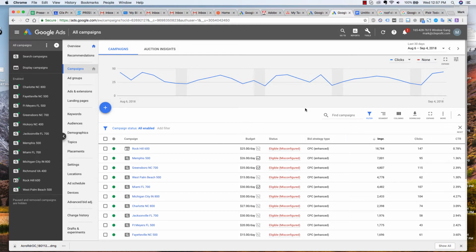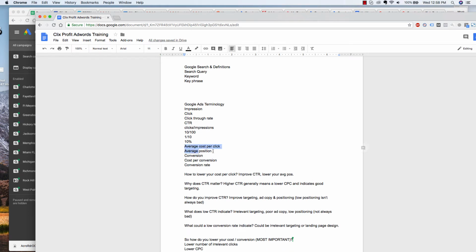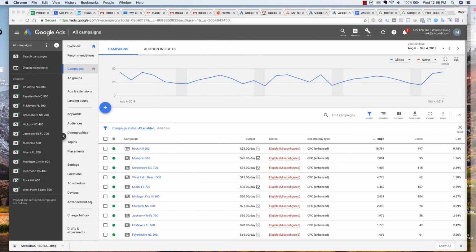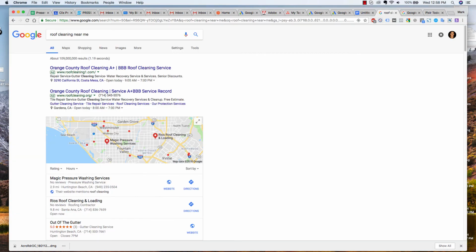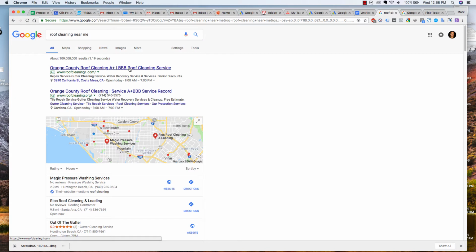Next, we're going to go over average cost per click and what that all means. Hey guys, so next we are going to go over what these things are: average cost per click and average position. Every time you do a search and someone clicks on your ad, you pay a different amount for every click. How Google Ads works is it's kind of like an auction.